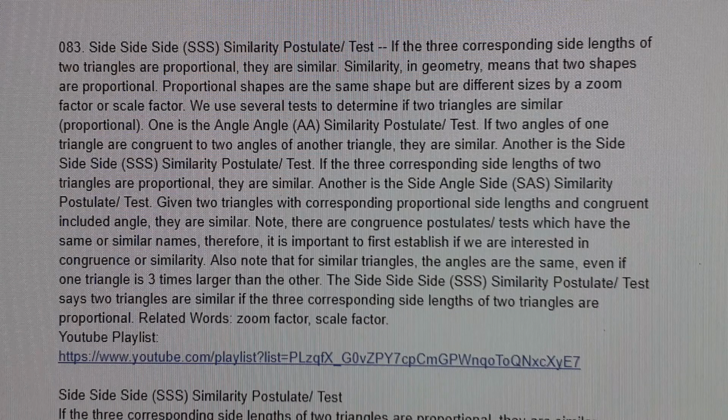Related words: zoom factor, scale factor.